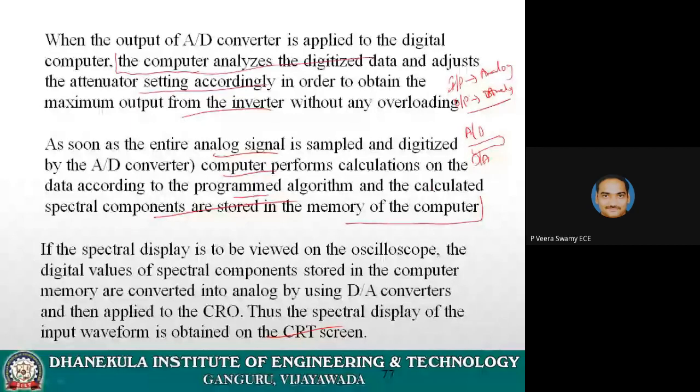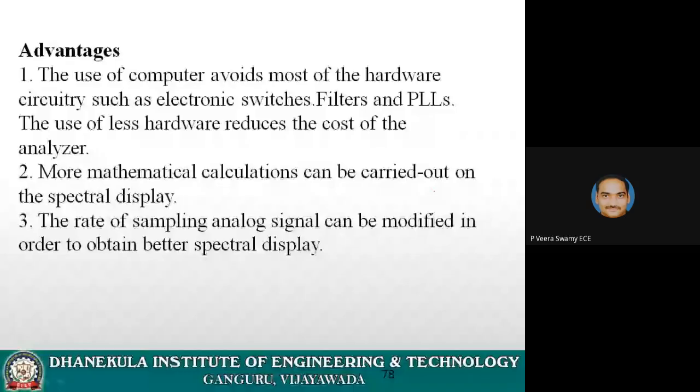Next one, advantages. The use of a computer avoids most of the hardware circuitry such as electronic switches, filters and PLLs. The use of less hardware reduces the cost of the analyzer. More mathematical calculations can be carried out on the spectral display. The rate of sampling the analog signal can be modified in order to obtain a better spectral display.